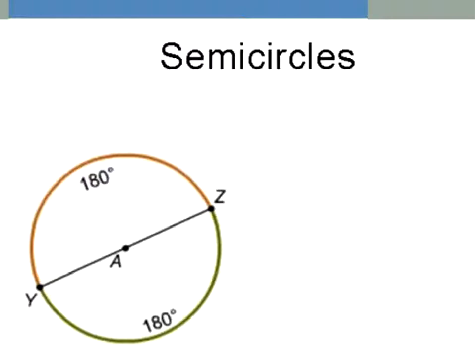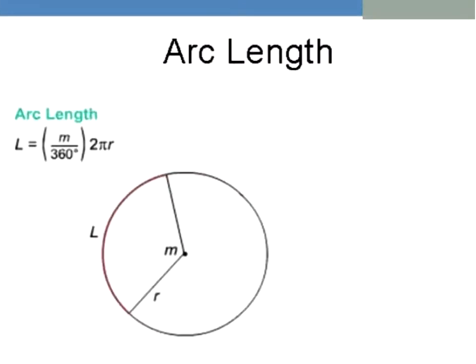Semicircles. What does semi mean? Well, semi actually means a portion. Yeah, so it's actually going to be half of the circle. So he's right, it is half. What's half of a circle? 180. How else could we know that though? 360 divided by 2, right? Half of the circle. Okay, that's an easy one.